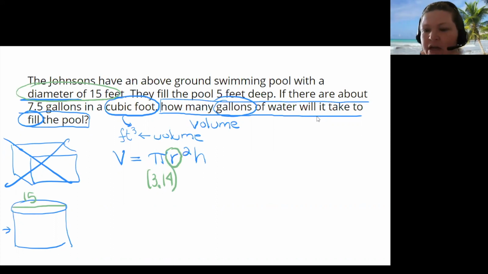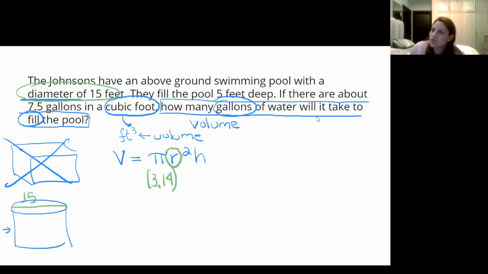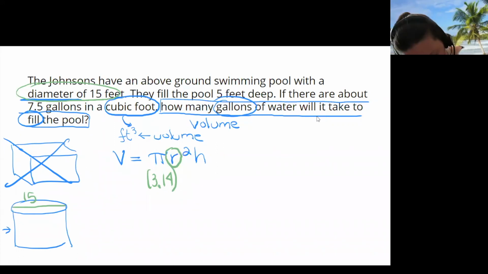So how did you get using that diameter of 15 to 7.5, Manal? I divided by 2. Manal knows that a radius is half of a diameter. So she took that 15-foot diameter, divided it into, and found out the radius was just 7.5. Wonderful. So we'll plug 7.5 in for R.